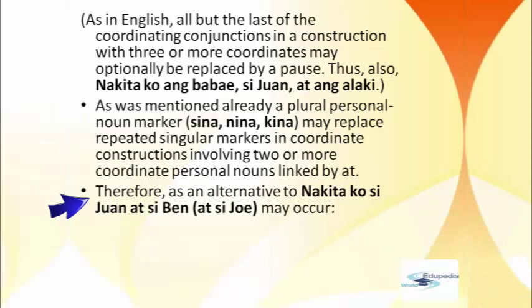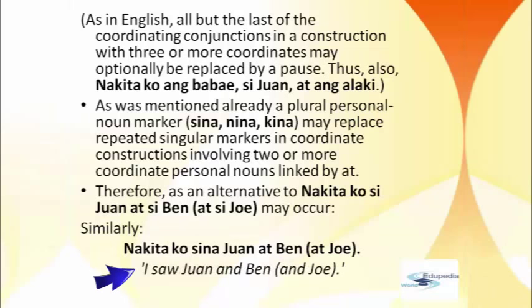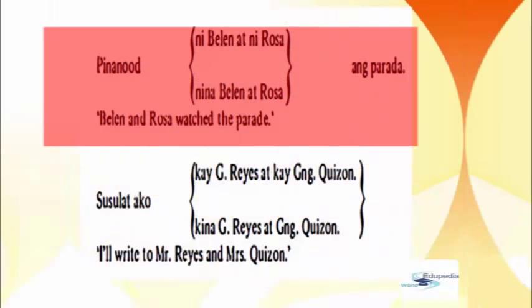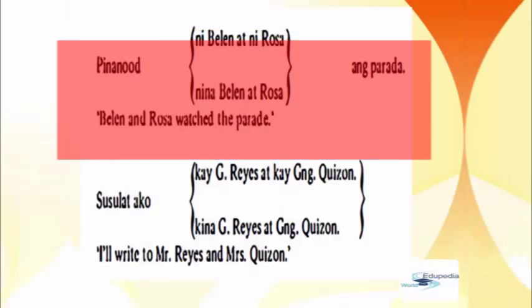Therefore, as an alternative to nakita ko si Juan at si Ben at si Joe, may occur similarly, nakita ko sina Juan at Ben at Joe. I saw Juan and Ben and Joe. Another example we have here, pinanood ni Belen at ni Rosa ang parada. Pinanood nina Belen at Rosa ang parada. Belen and Rosa watched the parade.